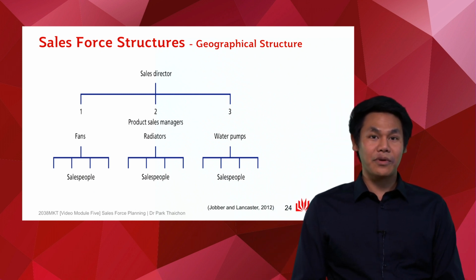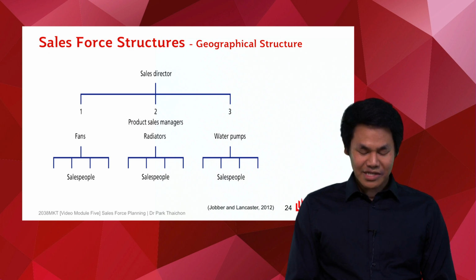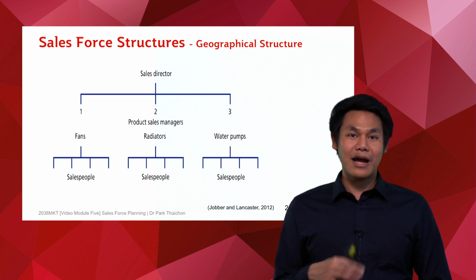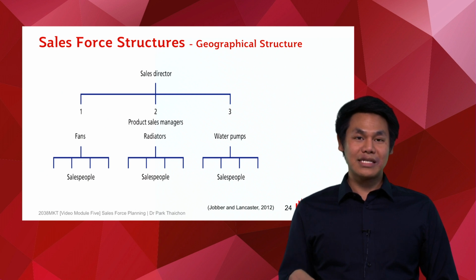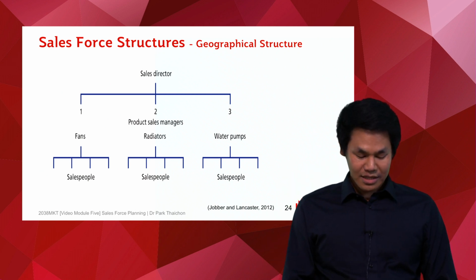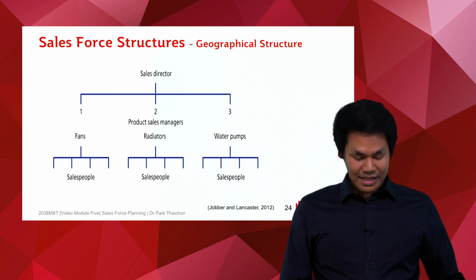Now, next one, this one is meant to be product specialization. So the name is actually swapped around. This slide is product specialization, and the previous slide was the geographical. So basically, just swap the names around.